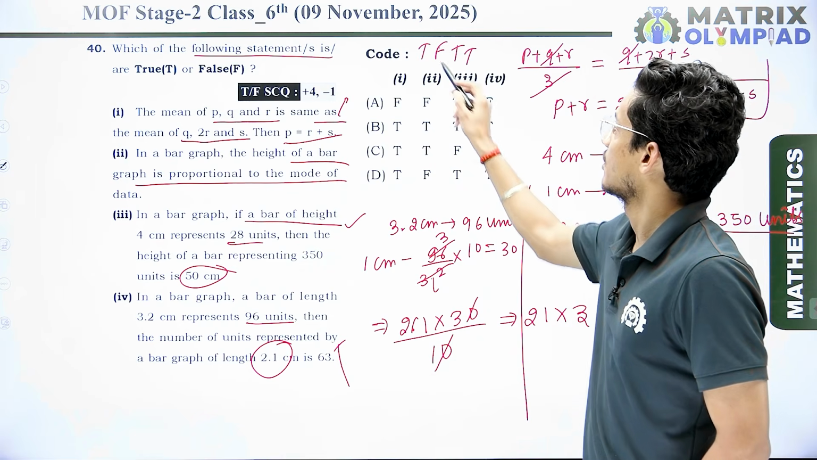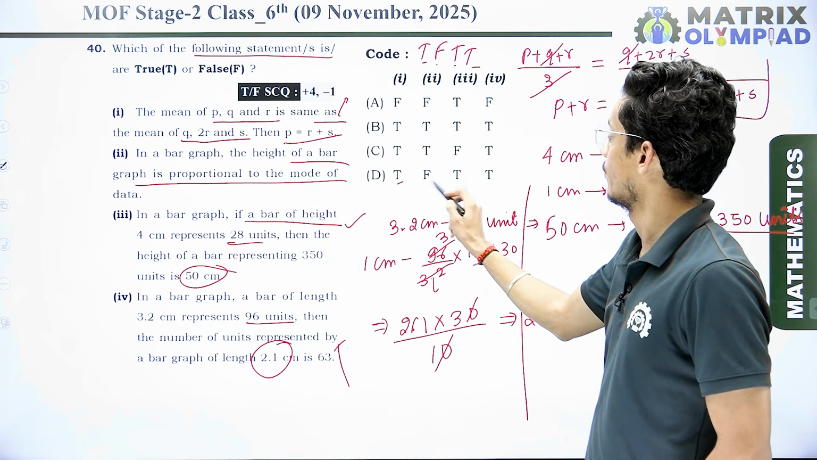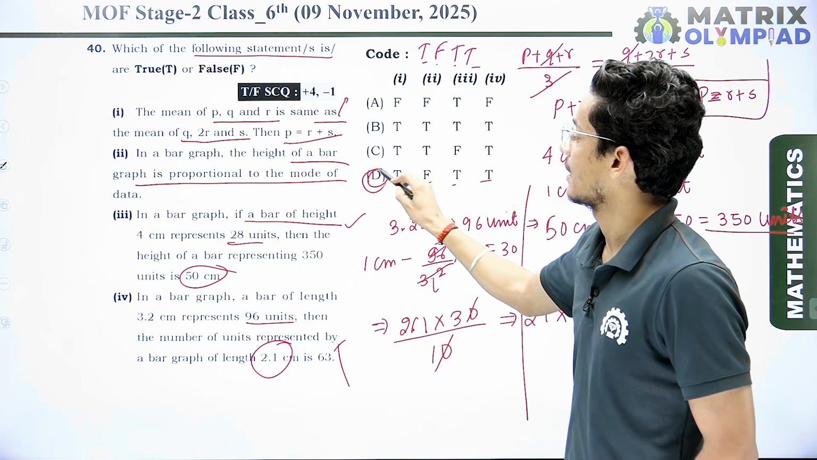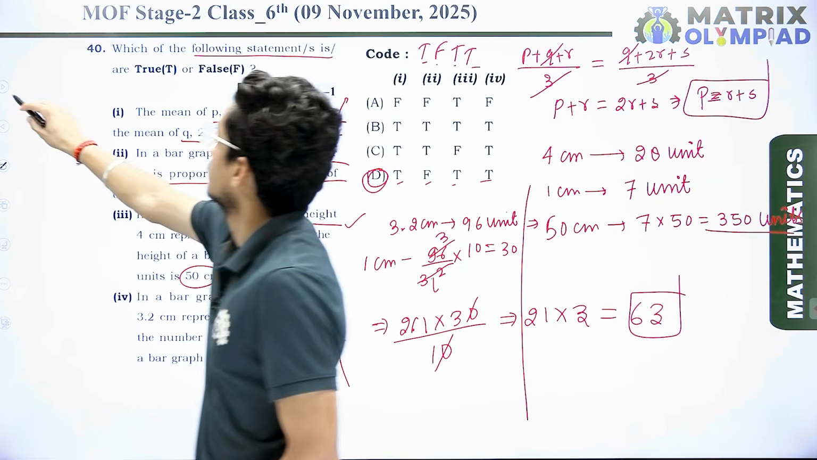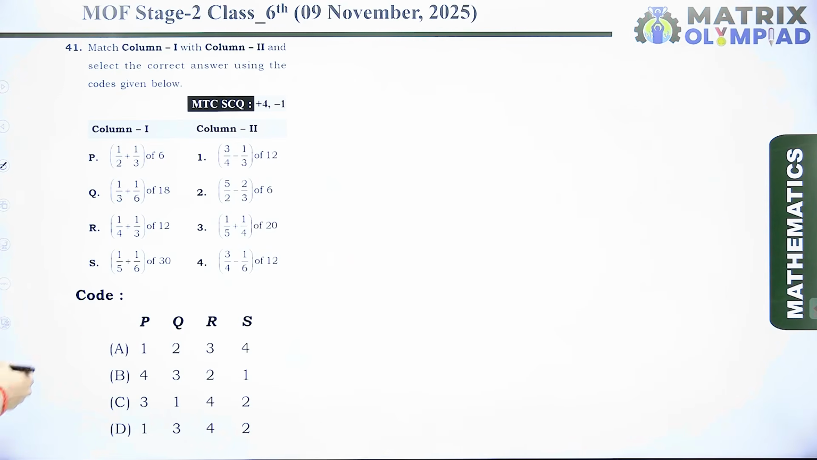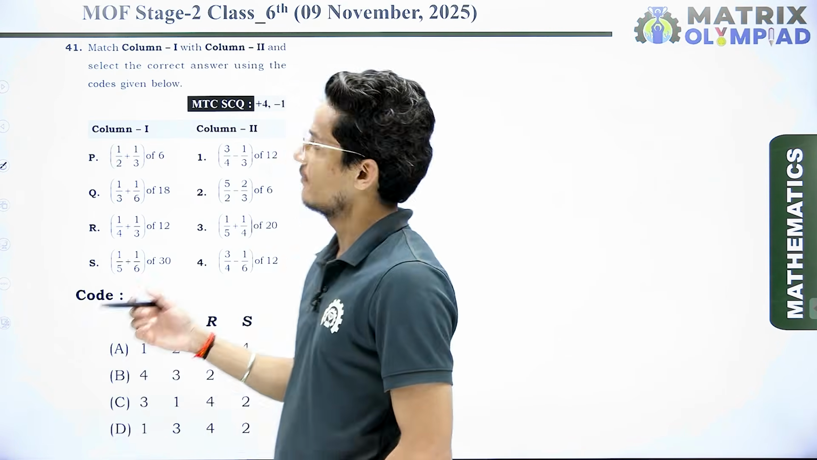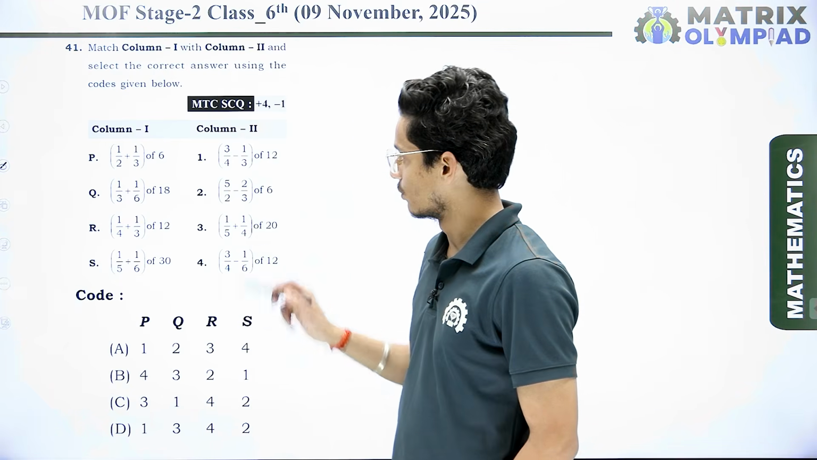It means the correct option is true, false, true, true. So true, false, true, true. It means option number D is the correct answer over here. So now, if I talk about the next question, which is based on match the column, here we have column 1 and here we have column 2.